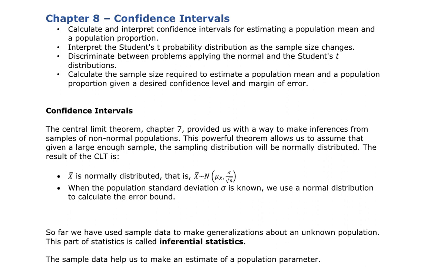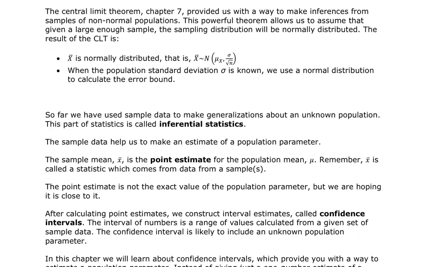So far, we have used sample data to make generalizations about an unknown population. This is called inferential statistics. The sample data allows us to estimate the population parameter. The sample mean, which is lowercase x bar, is called the point estimate for the population mean, mu. Now remember, x bar is called a statistic and it comes from the sample, and mu is called a parameter and it is in reference to the population.